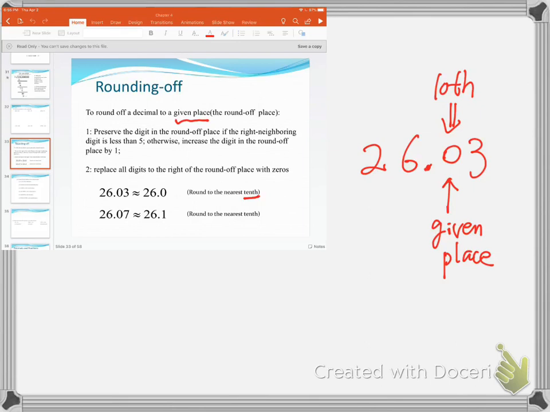Okay, so we want to get an answer. Stop at this given place. So we don't need this number 3. Okay, so how to round off? This number 3 also has a name. This number 3 is called the right neighboring digit of the given place.